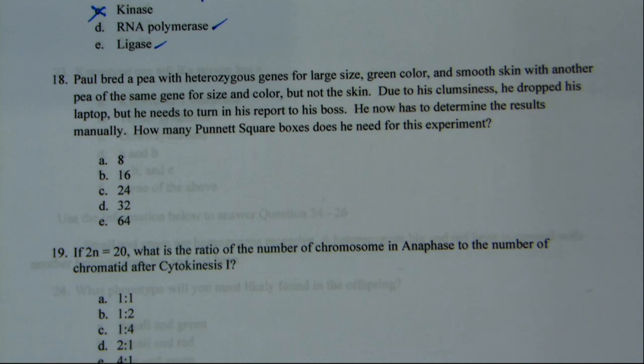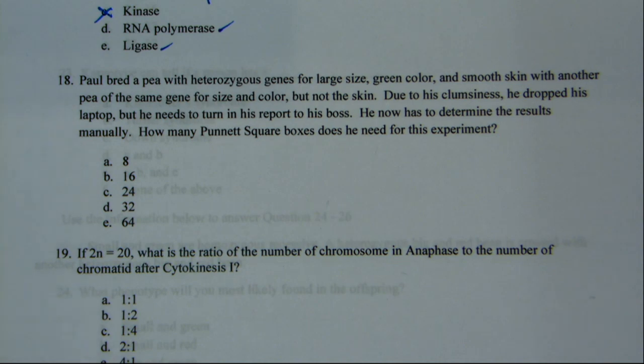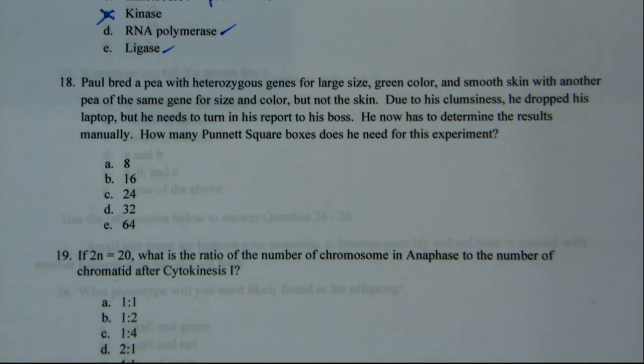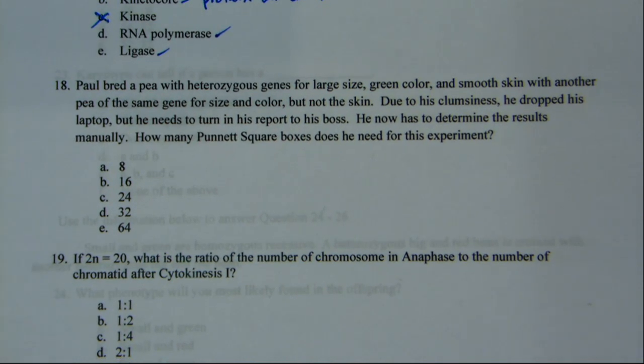Cross a P with heterozygous genes for large size, green color, and smooth skin, with another P of the same gene for size and color, but not the skin. Due to his clumsiness, he dropped his laptop and had to run the report manually. We need to find out how many Punnett square boxes he needs for this experiment.